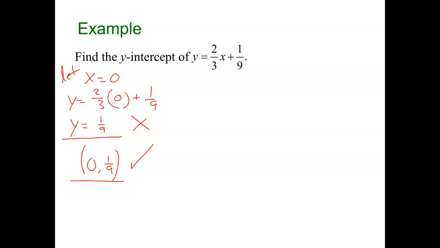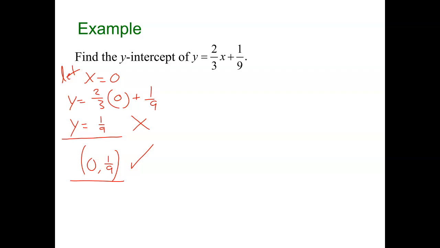Y-intercept and x-intercept are points, pairs. And the answer to a question asking for those values has to be an ordered pair. This is the work getting there, justifying it. We're going to let x equal 0. When x equals 0, y equals 1/9. So my ordered pair is 0, 1/9.